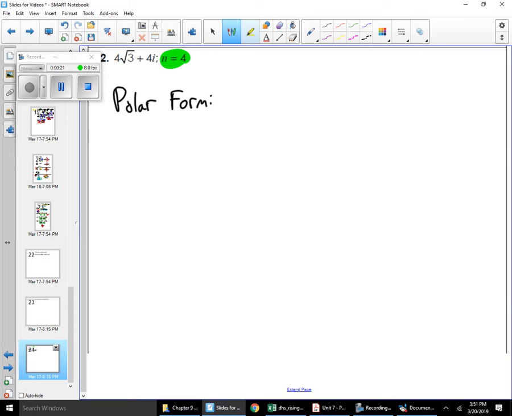In order to get polar form, we need to find our modulus, which again is an absolute value, same idea. Pythagorean theorem will help us out here. So I'm going to square my 4 root 3, and I'm also going to square that 4. Simplifying that, and just in the interest of time, that's going to be 8.